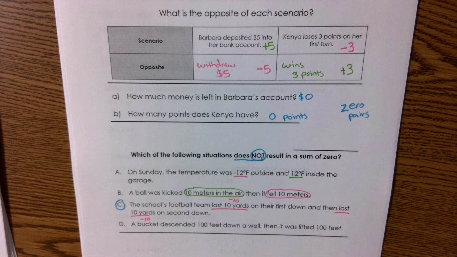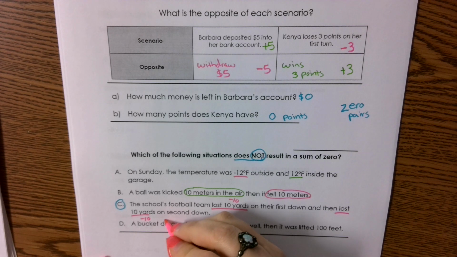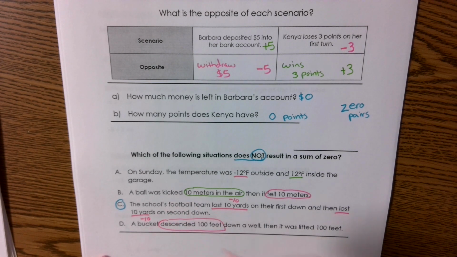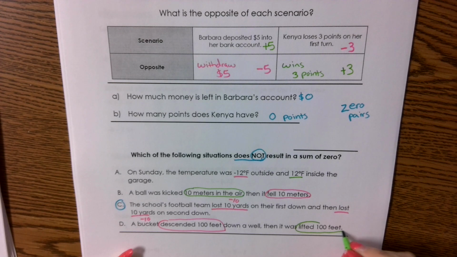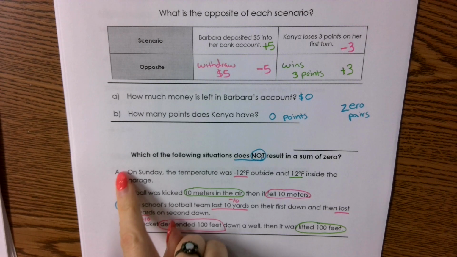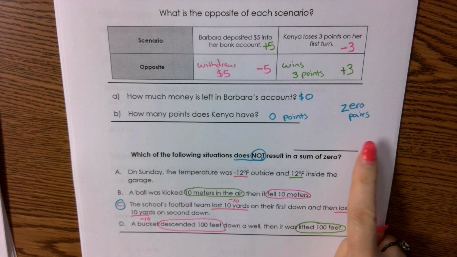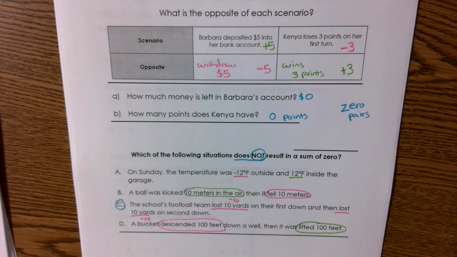For problem D, a bucket descended. Remember, we learned that word yesterday. It descended 100 feet down. And then it was lifted. What was another word that we could have used? Since we used descended, what opposite word could we have used for descend? Who remembers what? Ascend. We could have said ascended, but they said lifted. Perfectly fine. Lifted 100 feet. So that was the positive counterpart. So all these ones, A, B, and D, all showcased 0 pairs, sums of 0, when you combine their opposites together. The only one that did not was answer choice C.